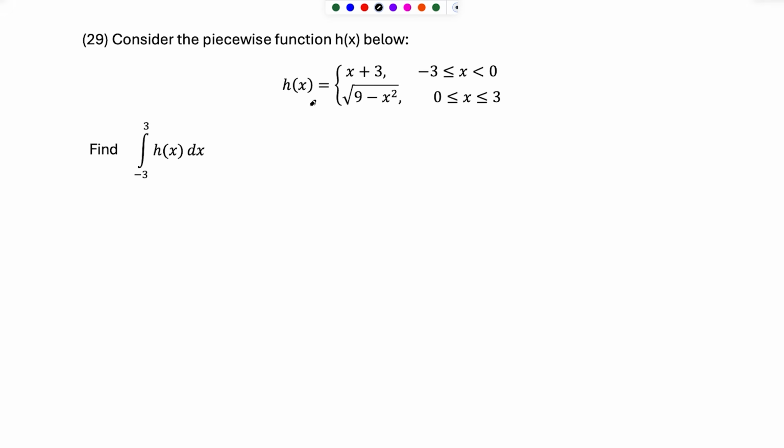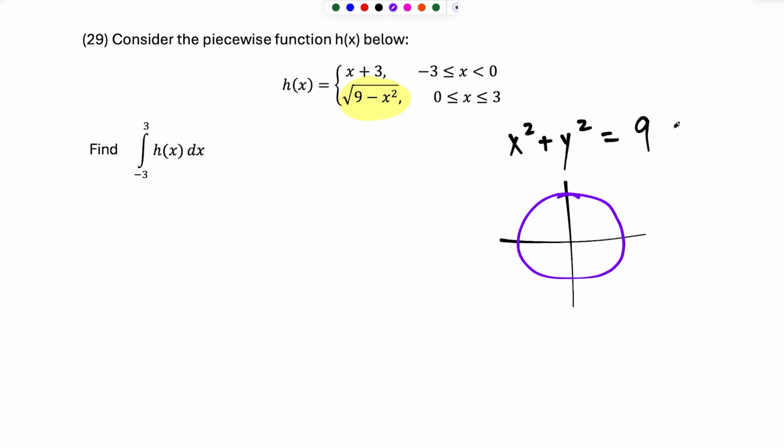Question 29, we have the piecewise function h of x below, and we want to find the integral from -3 to 3 of h of x. So for this one, I want to focus on the bottom piece first of this piecewise function, because this is going to be the tricky piece to deal with. So you might recognize this equation here, x squared plus y squared equals 9, as the equation of a circle with radius 3 centered at 0, 0. So when we look at this graph over here, this models the equation above.